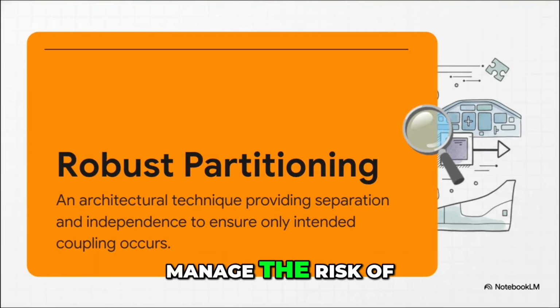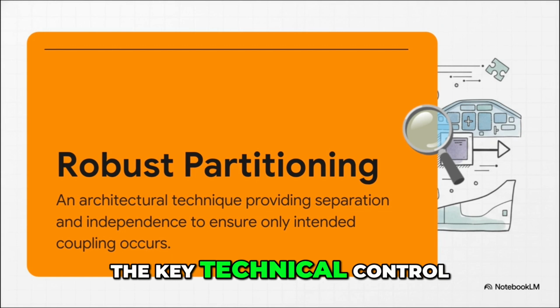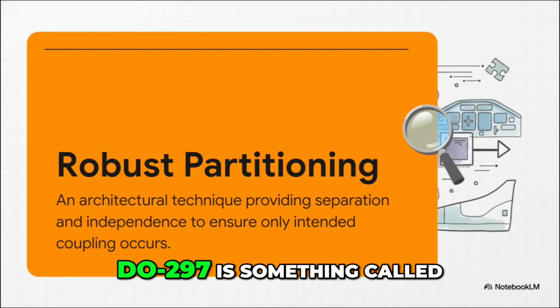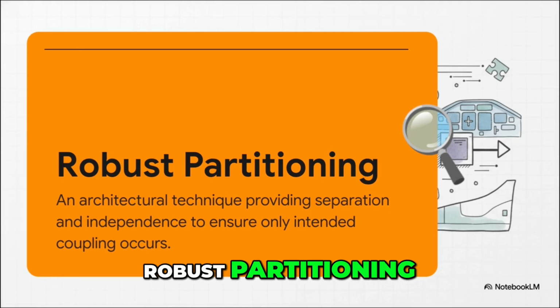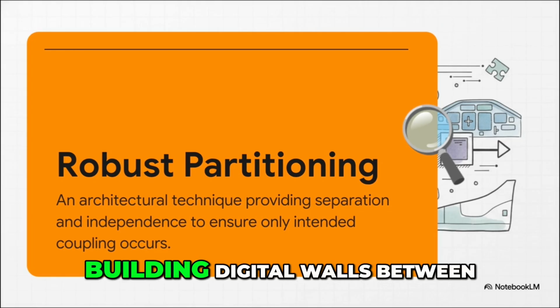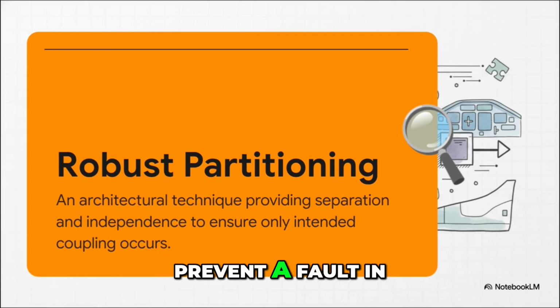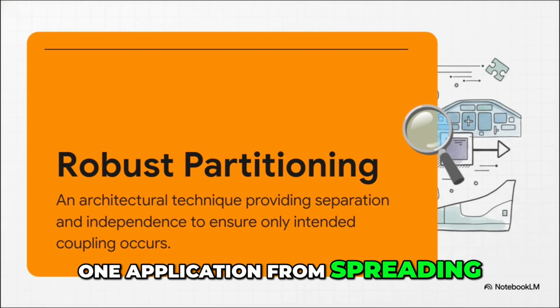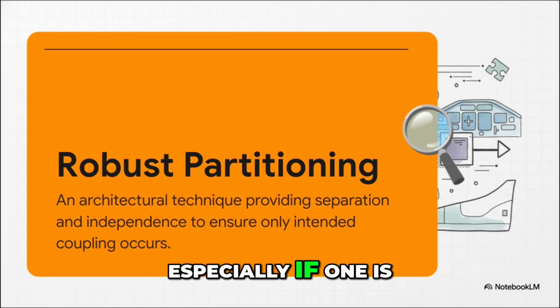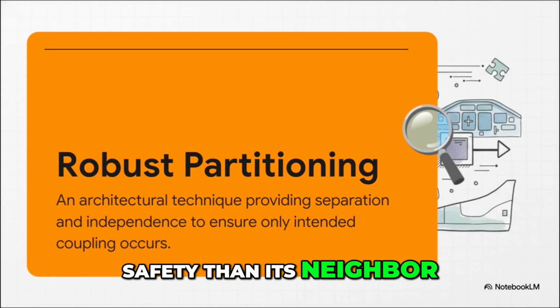So how do you manage the risk of all this sharing? The key technical control at the center of DO 297 is something called robust partitioning. This is all about building digital walls between the applications. It's designed specifically to prevent a fault in one application from spreading and taking down another, especially if one is much more critical to safety than its neighbor.